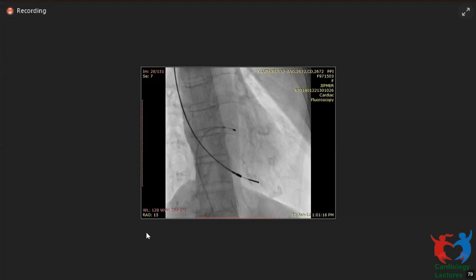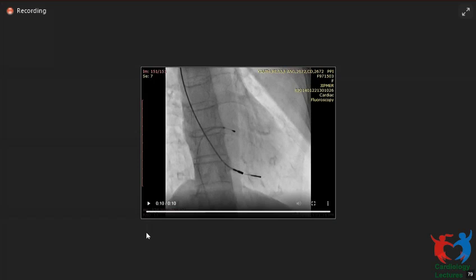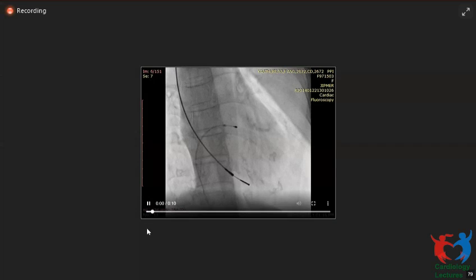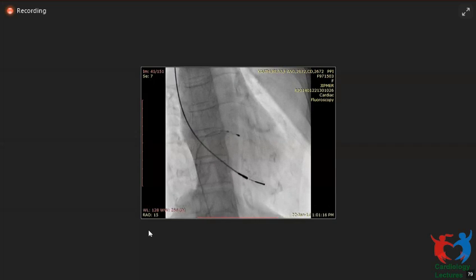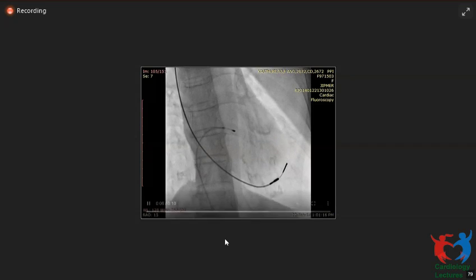So you can see here, trying to place a passive fixation lead, and actually as soon as it is in the apex, the stylet has been pulled back. But this is an old female. You can see from the way the heart is positioned, this is a thin asthenic patient, and you can see the lead just pop out into the pericardial space. So just go there, not even too much of a push, but just trying to place it there. You can see that it just pops out into the pericardium.